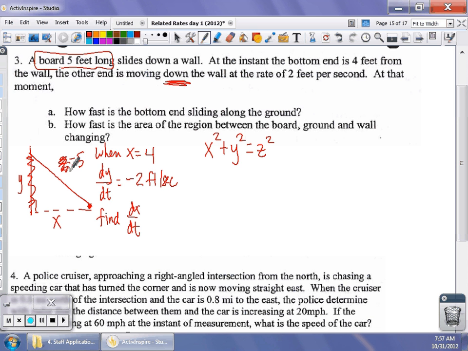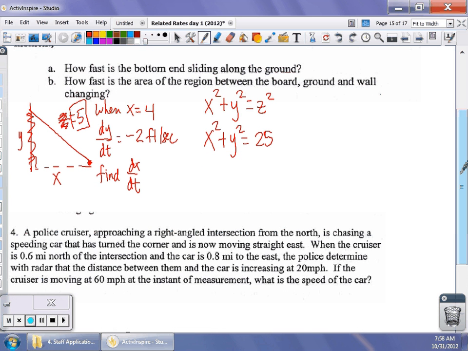to cross that out and say, well, it's 5 feet long, and in my equation, x squared plus y squared is equal to 5 squared, which is 25. That number can be substituted from the very beginning because it's not going to change. I cannot substitute values in place of x and y. I have my equation, so I'm going to take the derivative with respect to time.